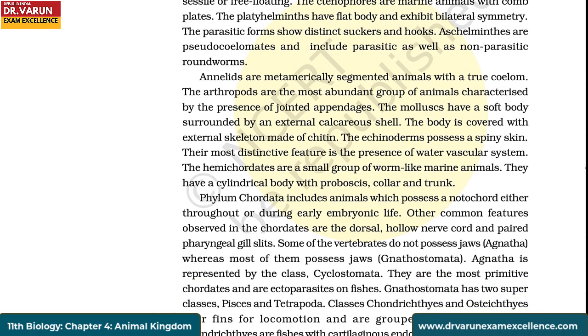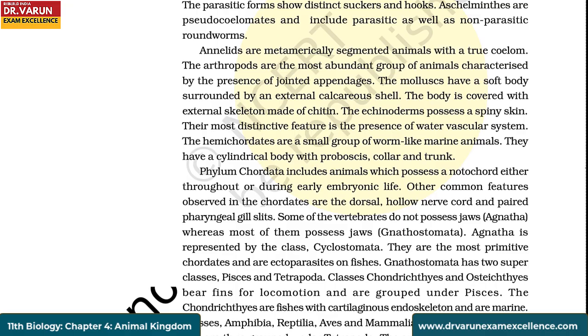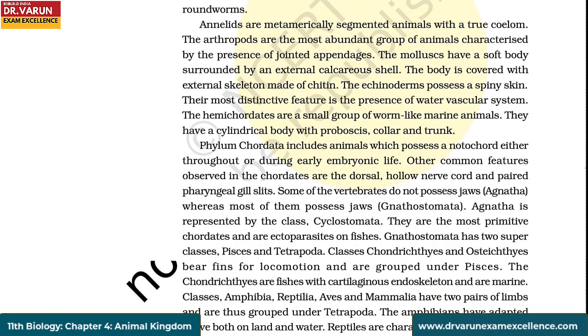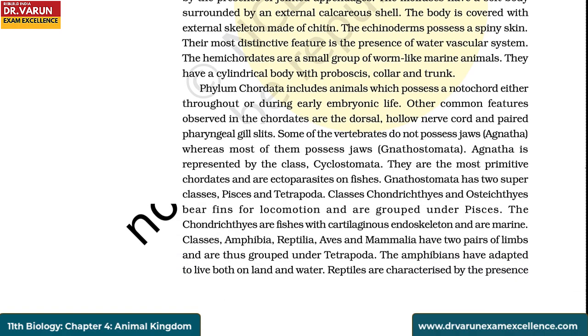Annelids are metamerically segmented animals with a true coelom. The arthropods are the most abundant group of animals, characterized by the presence of jointed appendages. The mollusks have a soft body surrounded by an external calcareous shell. The body is covered with external skeleton made of chitin. The echinoderms possess a spiny skin. Their most distinctive feature is the presence of a water vascular system. The hemichordates are a small group of worm-like marine animals. They have a cylindrical body with proboscis, collar and trunk.